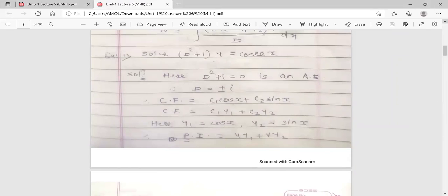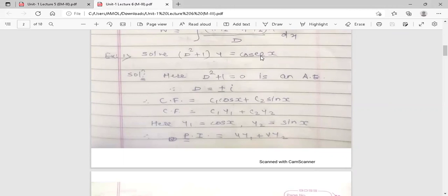Now the example is here. Solve (D square plus 1) y is equal to cosec x. This is the reduced form of LDE, means it is in the form of phi of D into y is equal to f of x.